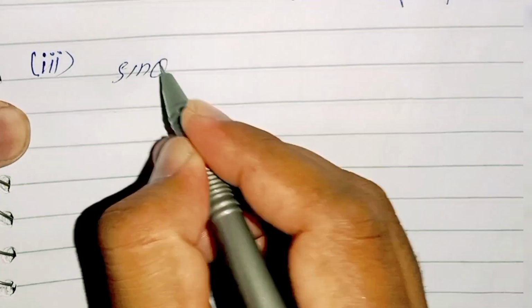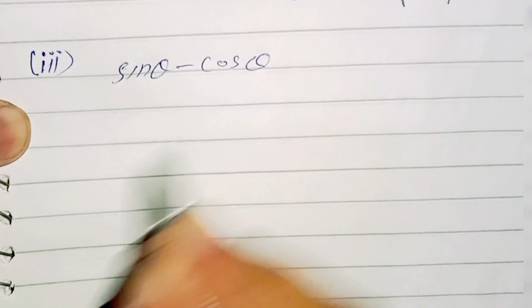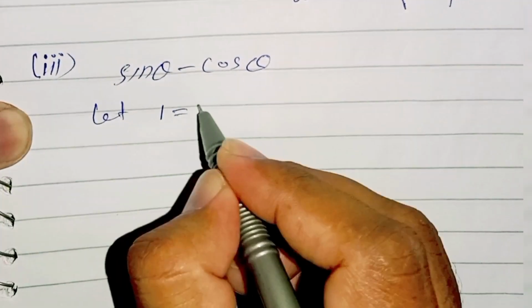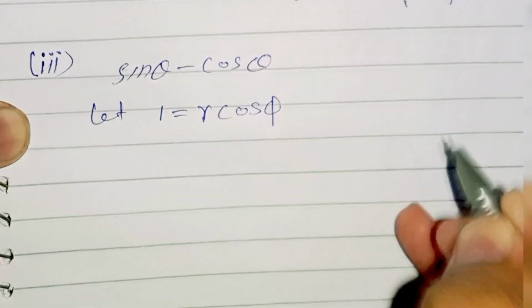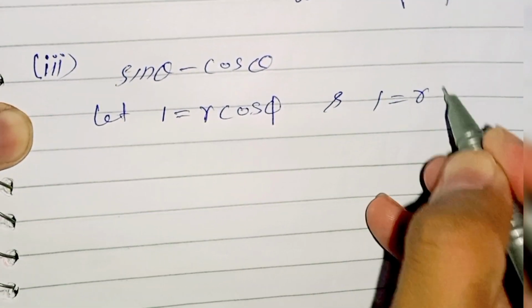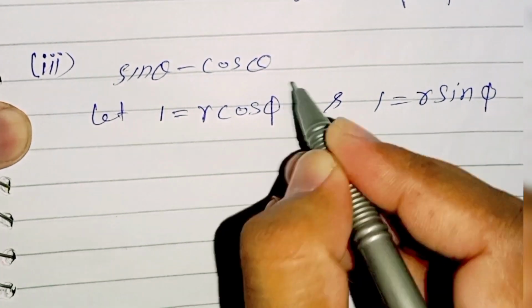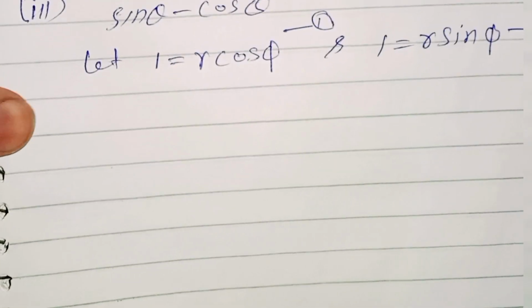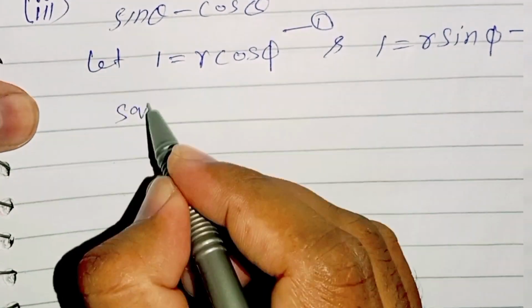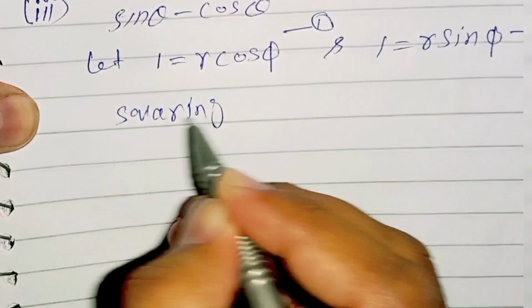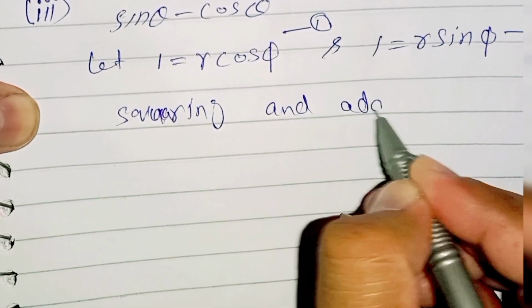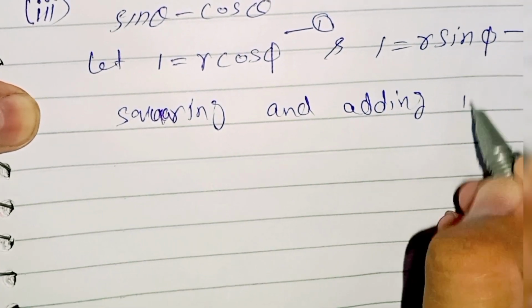Part number 3 is sin theta minus cos theta. Here we let 1 is equal to r cos phi, and 1 is equal to r sin phi. Consider these as equation number 1 and 2. Scaling and adding 1 and 2.